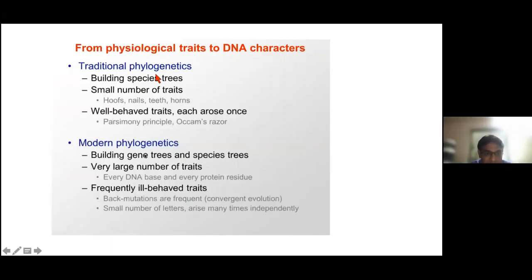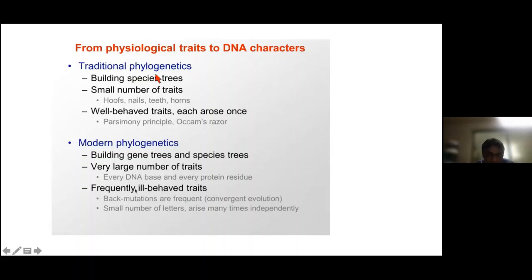So modern phylogenetics builds on gene trees and species trees, and that means the phylogenetics can be based on a single gene, or it can be based on species information with a very large number of traits. For example, nowadays you can do whole genome sequencing and look into every DNA base and every protein residue. If you are aligning amino acid sequences, these methods use every residue and find the best tree for you.